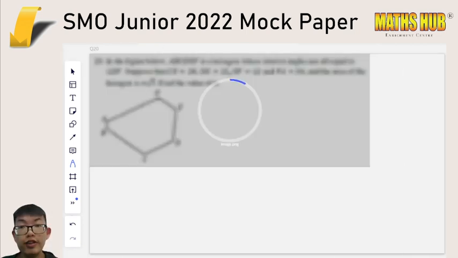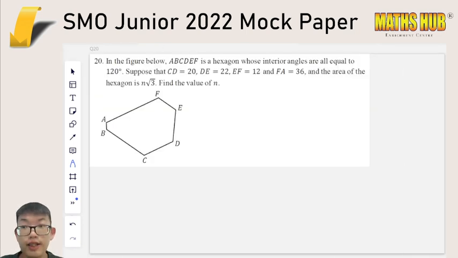Okay. Last for this section is question 20. In the figure below, ABCDEF is a hexagon whose interior angles are all equal to 120 degrees. Suppose that CD is 20. Let's write it down. DE is 22, EF is 12, and FA is 36. And the area of the hexagon is n square root 3, find the value of n.